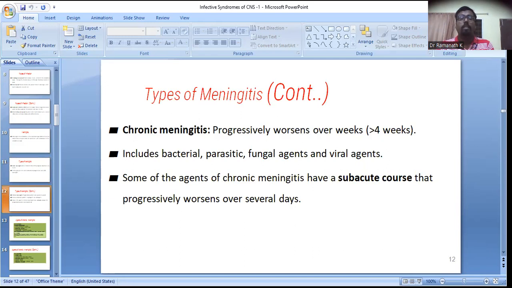The next category is chronic meningitis, which takes a long duration, progressively worsening over 4 weeks. The infection may occur around 4 weeks or more than 4 weeks. That is again produced by different agents like bacterial, parasitic, fungal, as well as viral agents. Some of the agents from this can produce a subacute course that sometimes may worsen in several days, even though it comes under the chronic meningitis category.